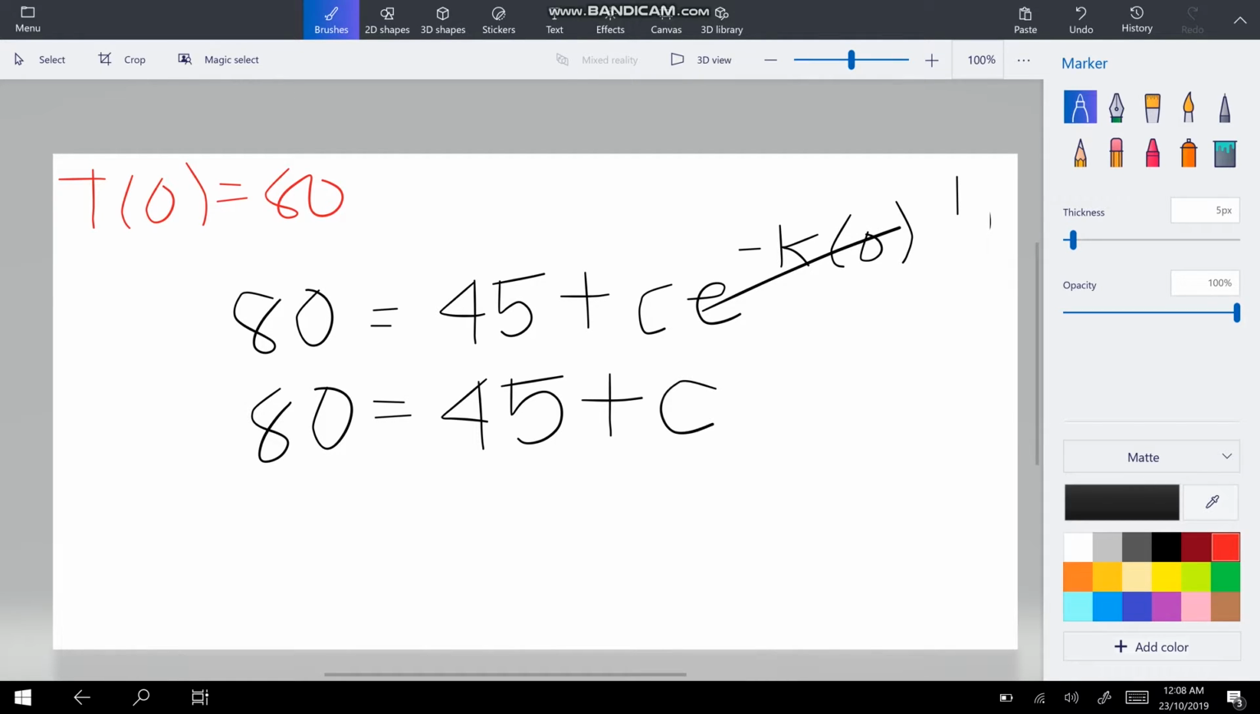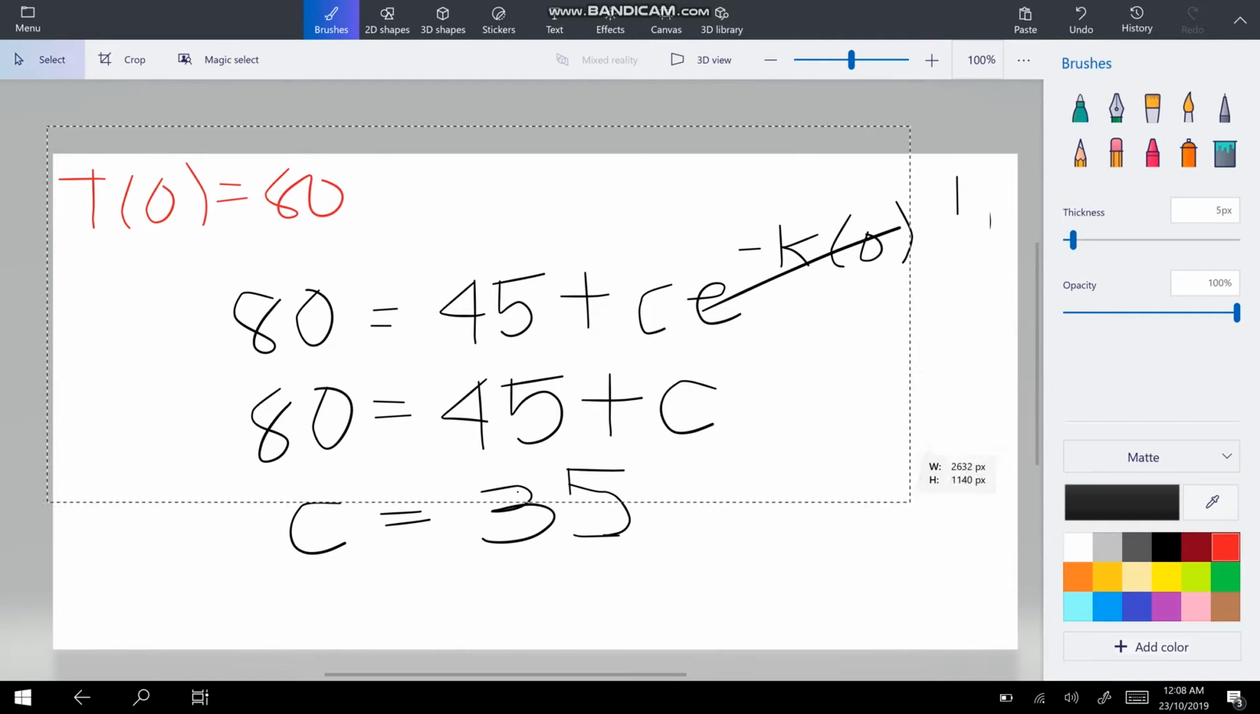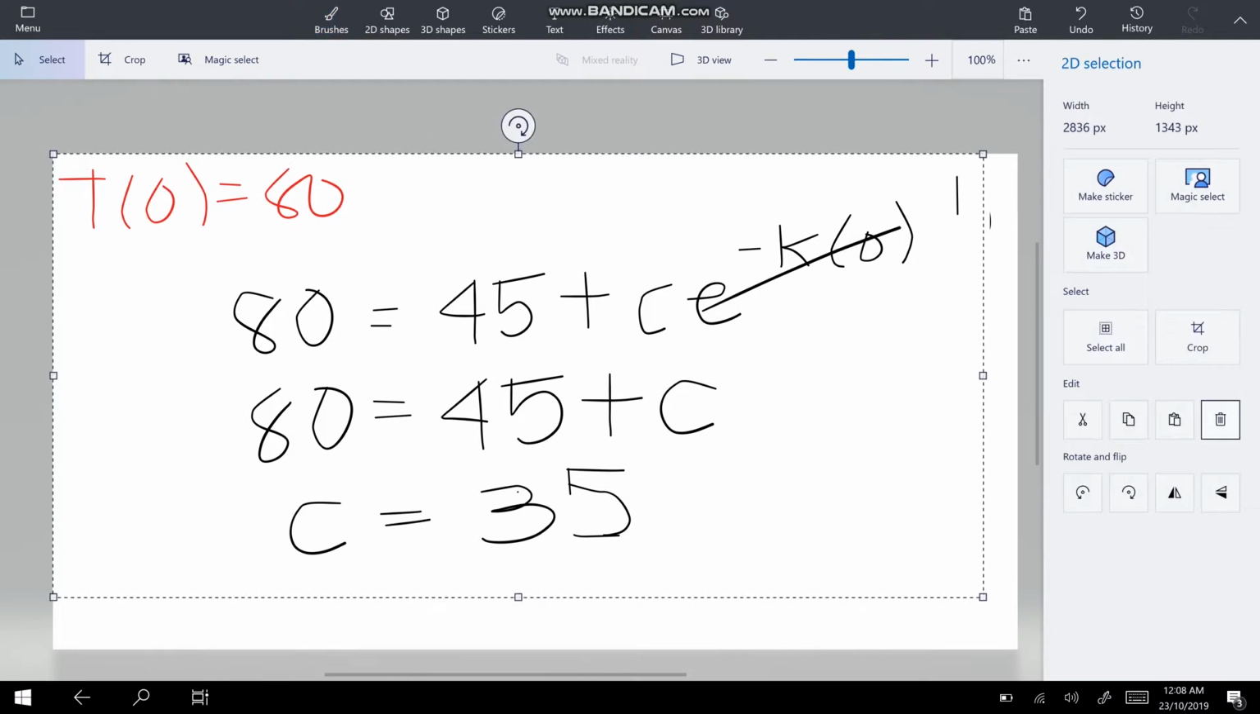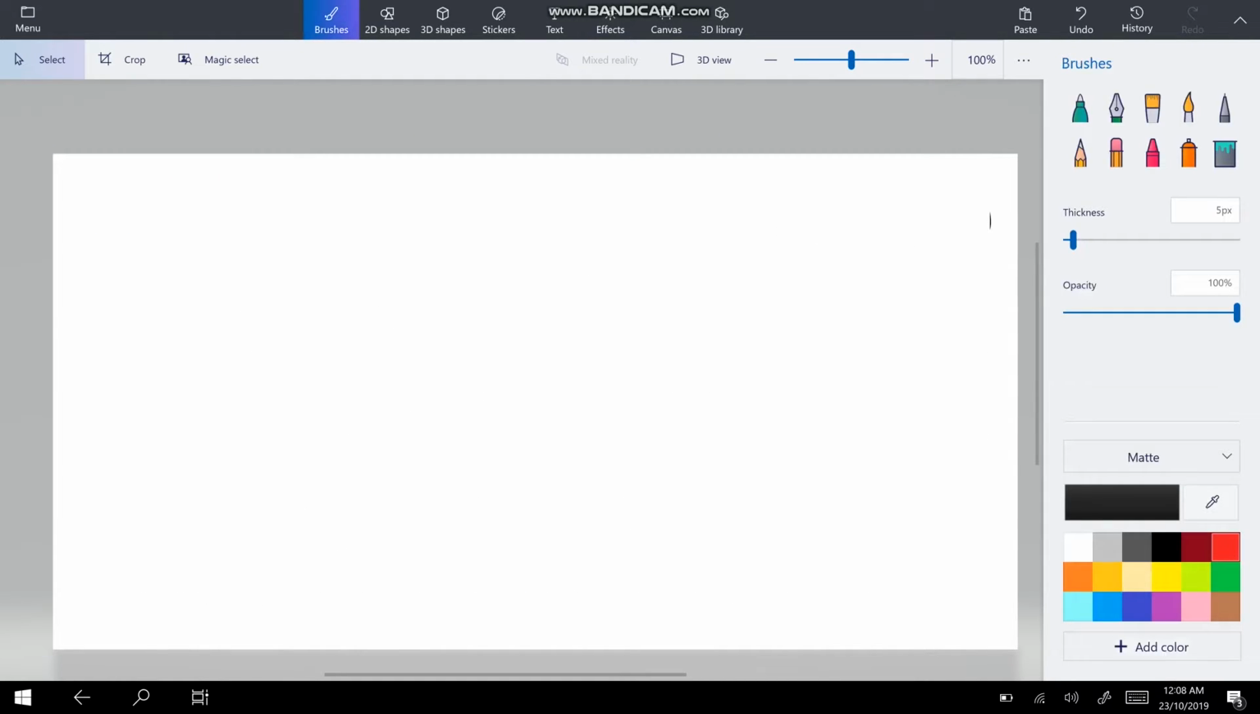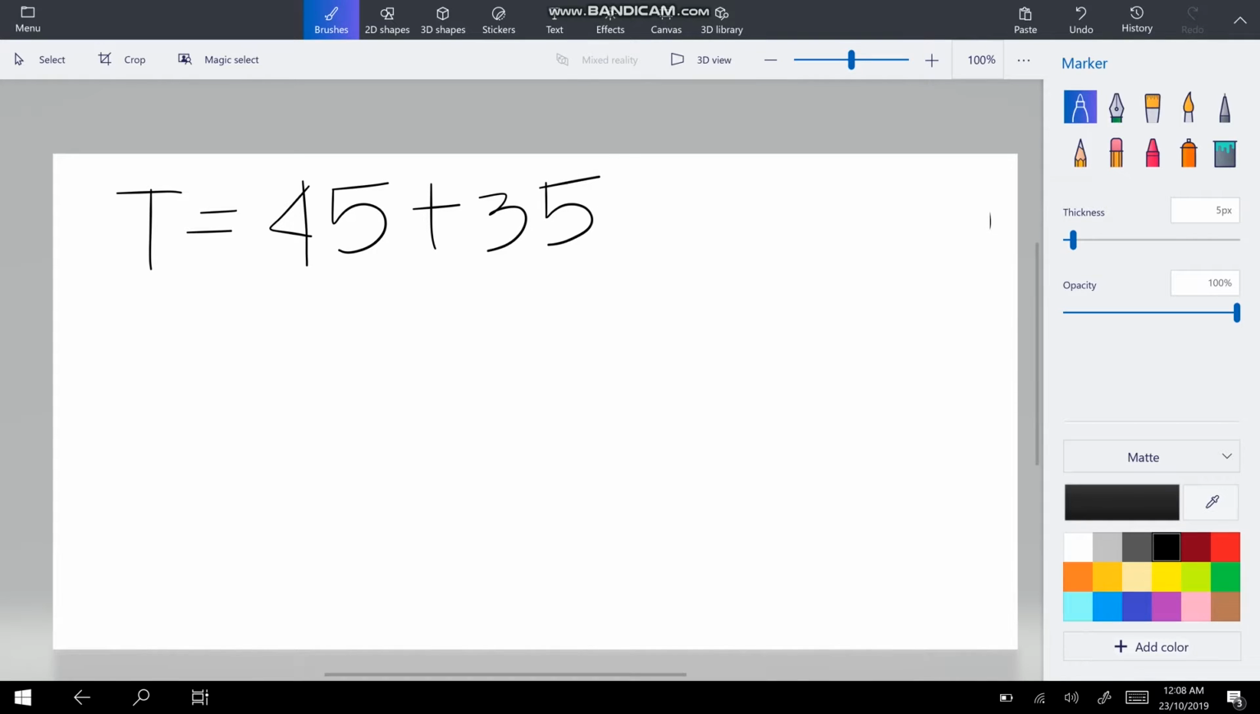So the temperature at time 0 is 80. If we put 80 in for the temperature and 0 in for the time, e to the 0 becomes 1. So we have 80 equals 45 plus C. We subtract 45 from both sides and find C equals 35. So that means our equation looks like T equals 45 plus 35e raised to minus kt.